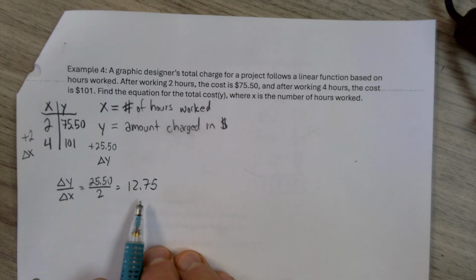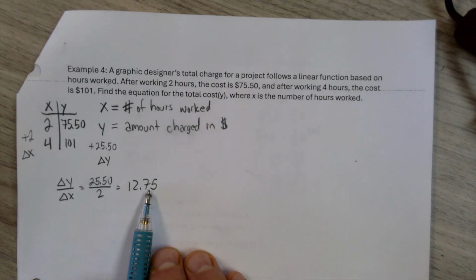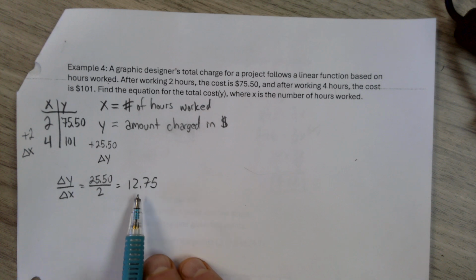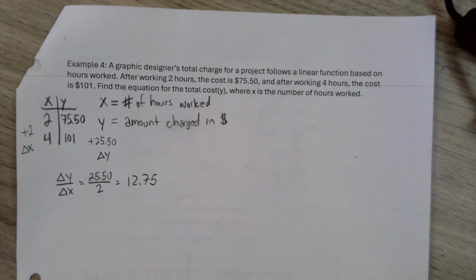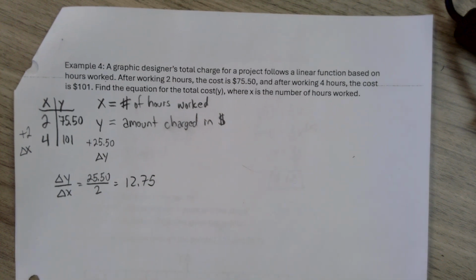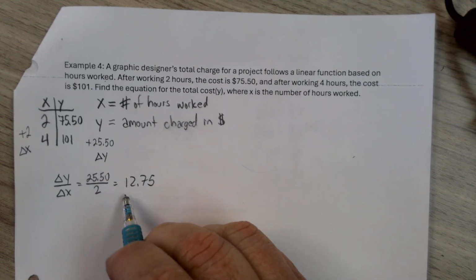So $12.75, that means the amount they're charging per hour is $12.75. And so that is our rate of change. Now the question is, how much are they charging? What's the start value? So we want to find that y-intercept, or that start value.